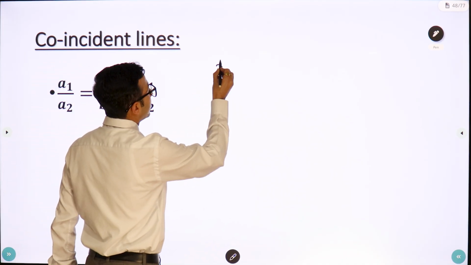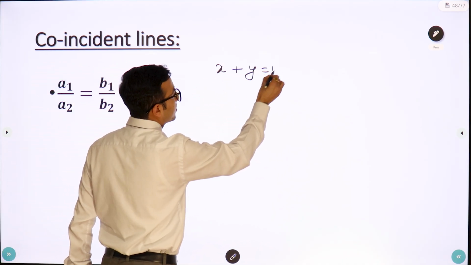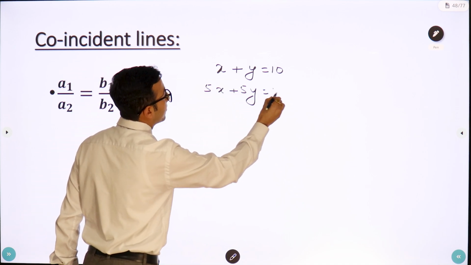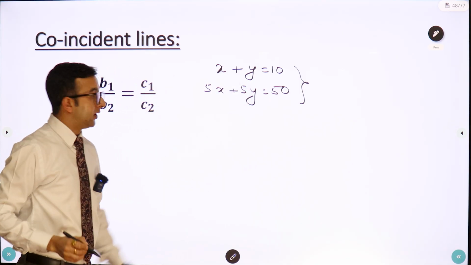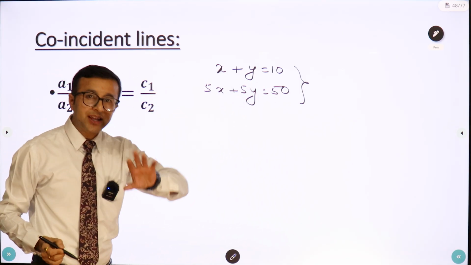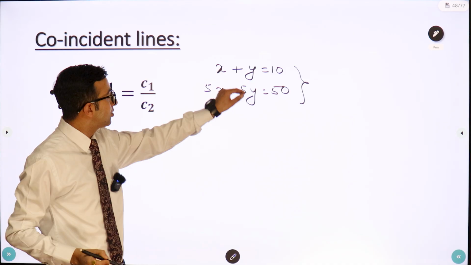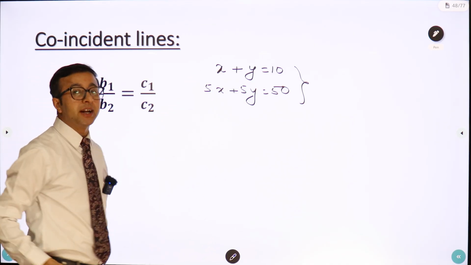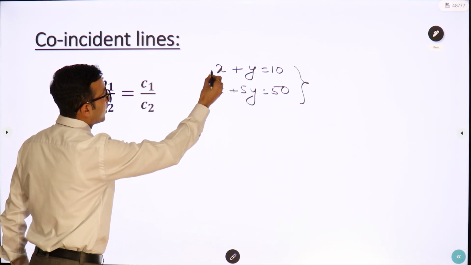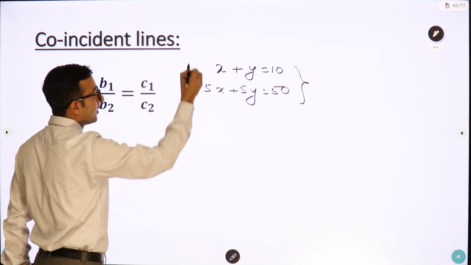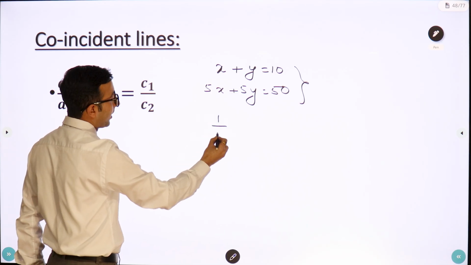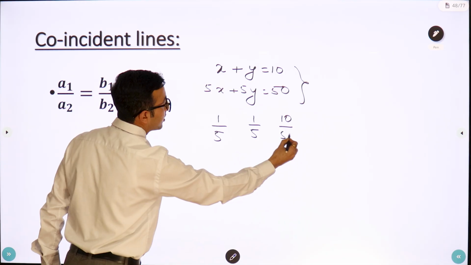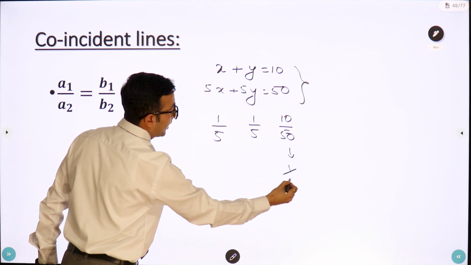For example, you see here x plus y is equal to 10. Next you can write 5x plus 5y is equal to 50. Look here. If you divide this second equation by 5, you will get the first equation. That means these two represent the same equation. And if you find the ratios, they are also equal. The value of a1 over a2, the coefficient of x, is 1 by 5. For b1 by b2 it is also 1 by 5. The third one is 10 by 50, which also gives us 1 by 5.